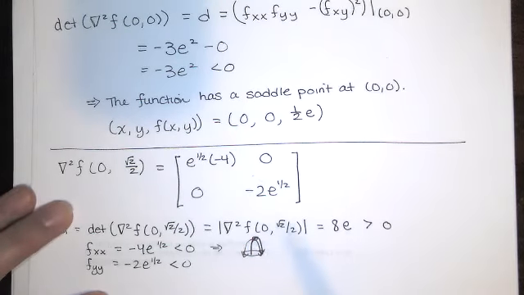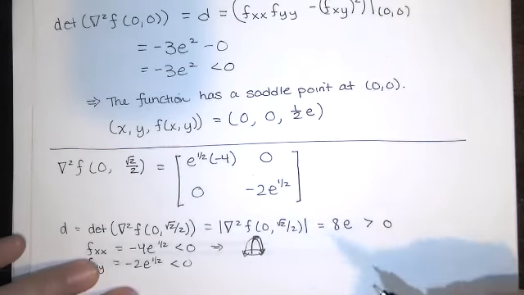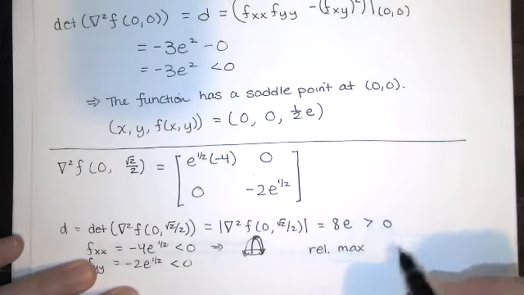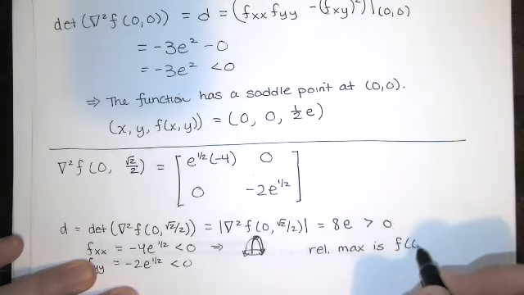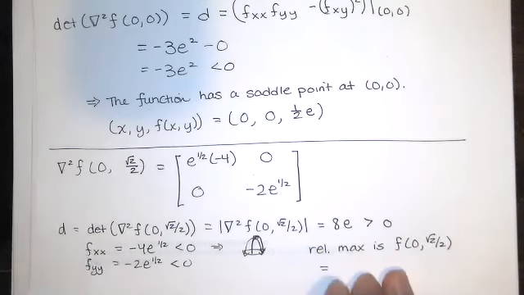Now, technically, the relative maximum is just the function value at this point, but that's not what WebAssign wants. WebAssign wants an ordered triple, which bothers me a little bit, but we're going to give WebAssign what it wants, right? So let's say the relative maximum is f of 0 and square root of 2 over 2, which is equal to this.